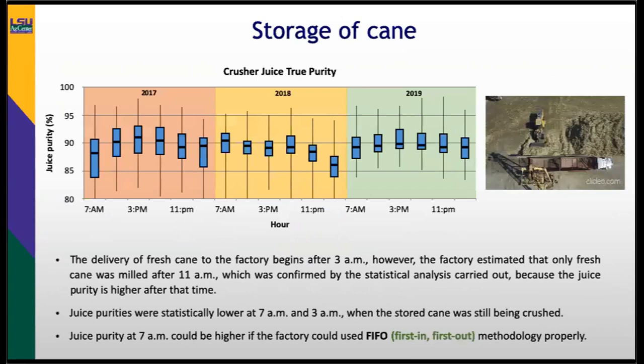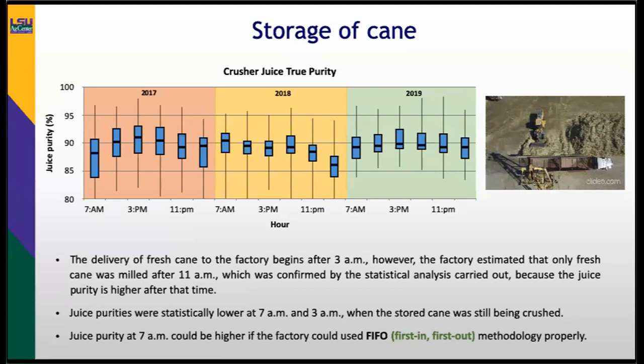We analyzed different process units in the factory. The first operation unit that we analyzed was the storage of cane. We know that most of the factories here in Louisiana store cane during the night, and then in the next morning they grind that cane.